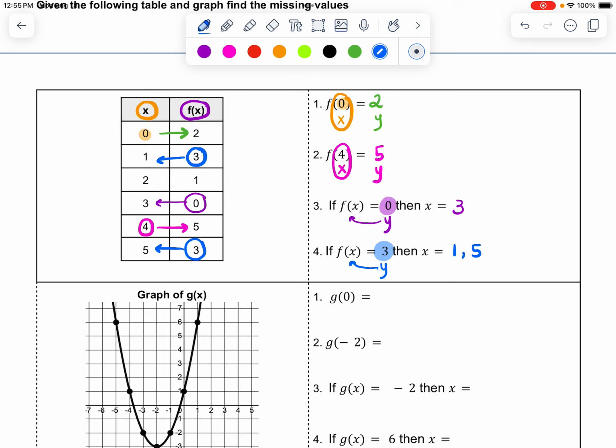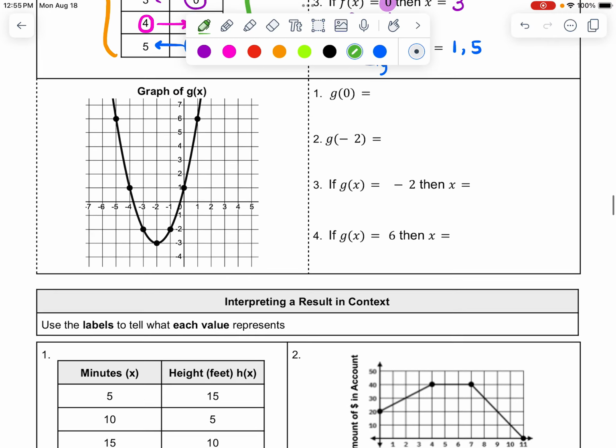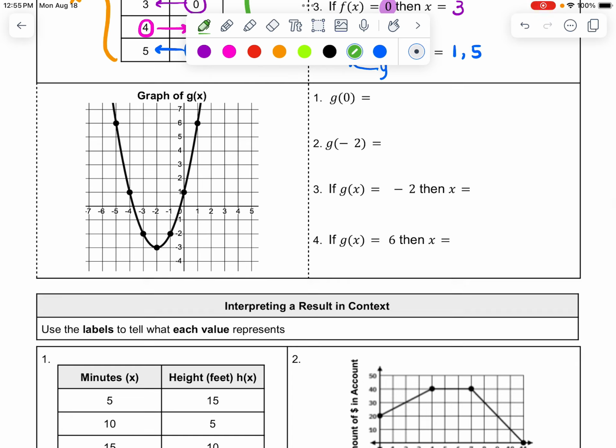So when you're working with a table, don't forget that the x's are always the left and the y's are always the right, which means if you know an x, you look for it in the x column and write down the y. And if you know a y, you look for it in the y column and you write down the x. Now let's do an example with a graph. As a quick reminder, on a graph, the x numbers are always here on the x-axis, and the y numbers are always here on the y-axis.